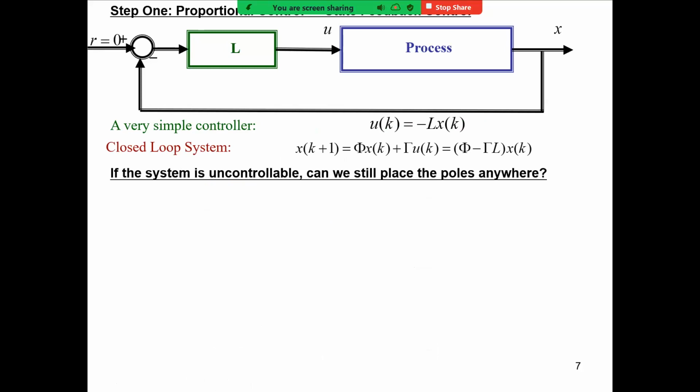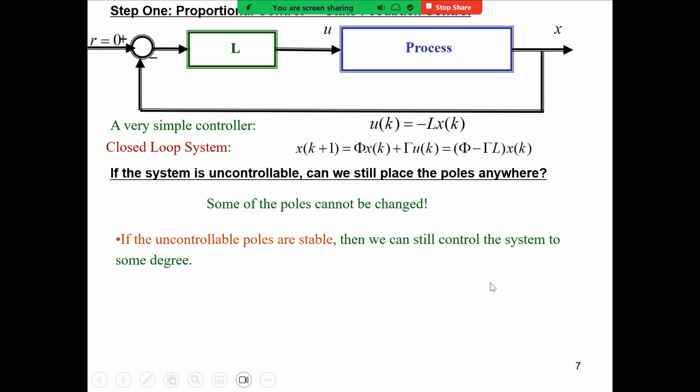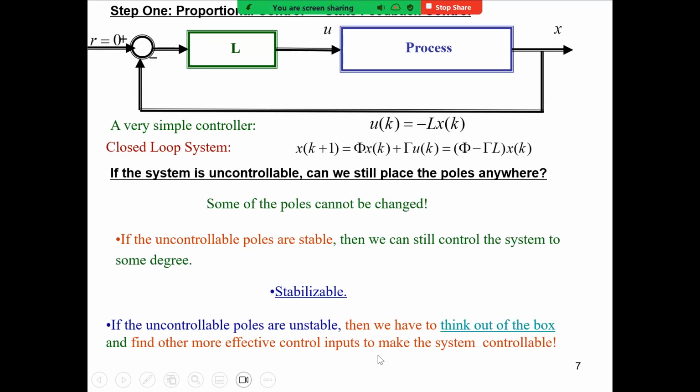If the system is uncontrollable, can you still place the poles anywhere? Yes or no? Uncontrollable means that some of the poles cannot be changed, okay? Some of the poles you cannot move. If the uncontrollable poles are stable, then it may be okay. We can still control the system to some degree, because those uncontrollable poles are stable, so it will not affect the performance very much. We call such a system, even though it is uncontrollable, stabilizable. We can still make it stable. If the uncontrollable poles are unstable, then we have to think out of the box. We have to find a more effective way to make the system controllable.